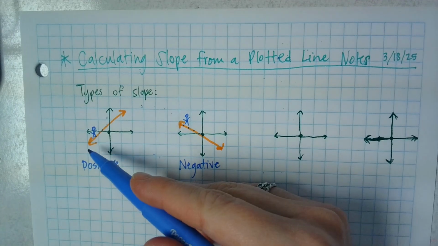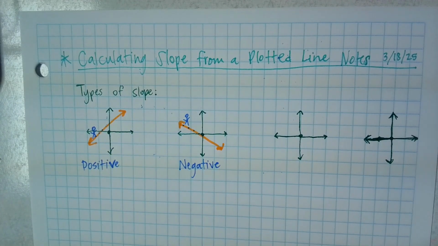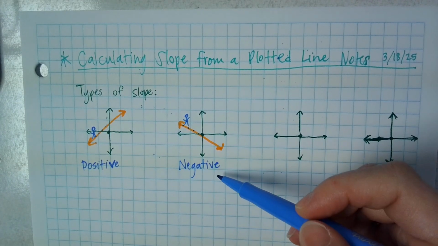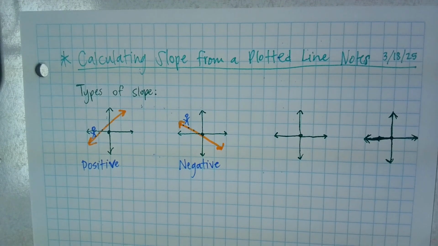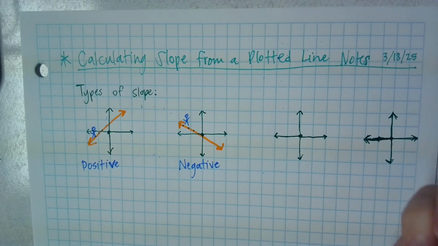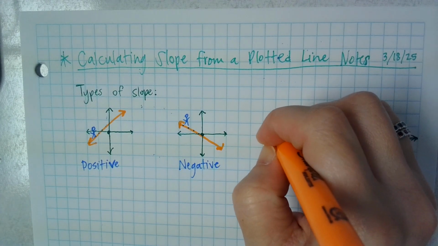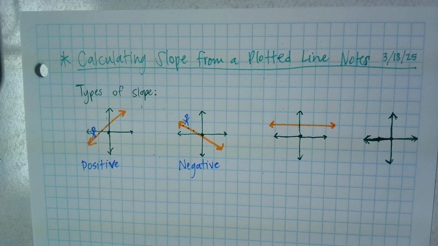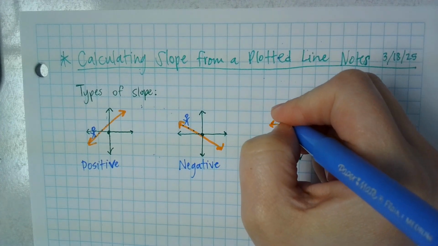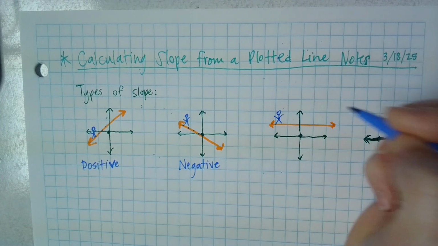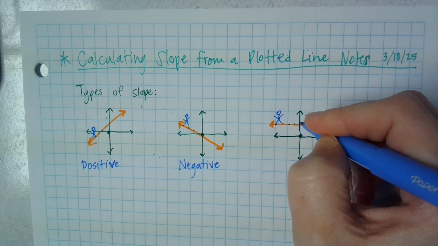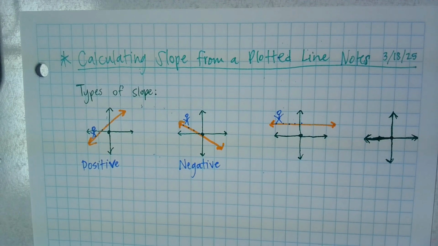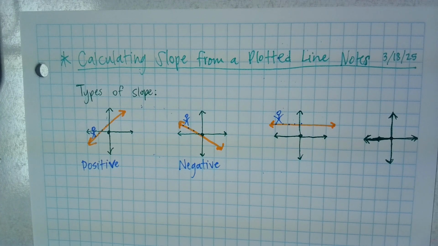So the first one is positive because we are ascending. We're going up. Second one is negative because we're descending. We're going downward. And then, what if I have a line that looks like this? Just straight across. So here's Bob, and he's walking across like that. So is Bob traveling in a positive direction or a negative direction?